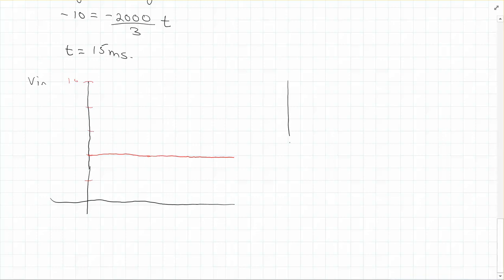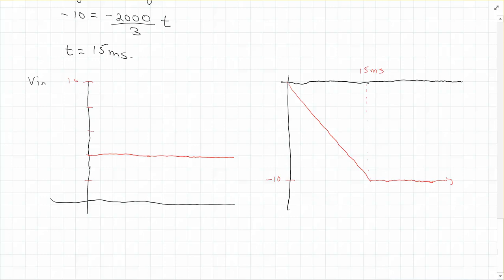And then let's look at what V out does. And I did it again. V out is actually going to be negative because it's negative 2000 over 3. And so V out is going to look like this. And then that time where it saturates is what we found was 15 milliseconds.